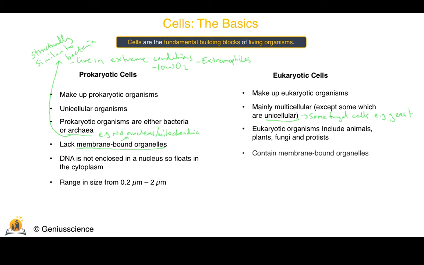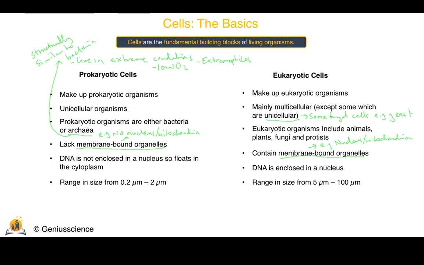Eukaryotic cells also contain membrane-bound organelles. For example, a nucleus, mitochondria, and, in the case of plant cells, chloroplasts. And because eukaryotic cells contain a nucleus, the DNA is enclosed in a nucleus. And lastly, eukaryotic cells range in size from 5 micrometers to 100 micrometers. I will now describe in detail two types of eukaryotic cell, animal and plant cells, and also bacterial cells, a prokaryotic cell.